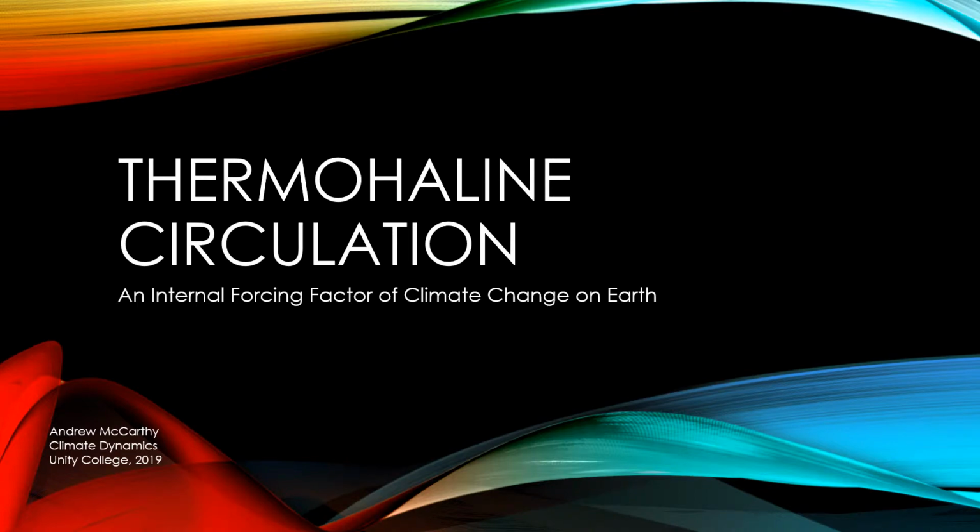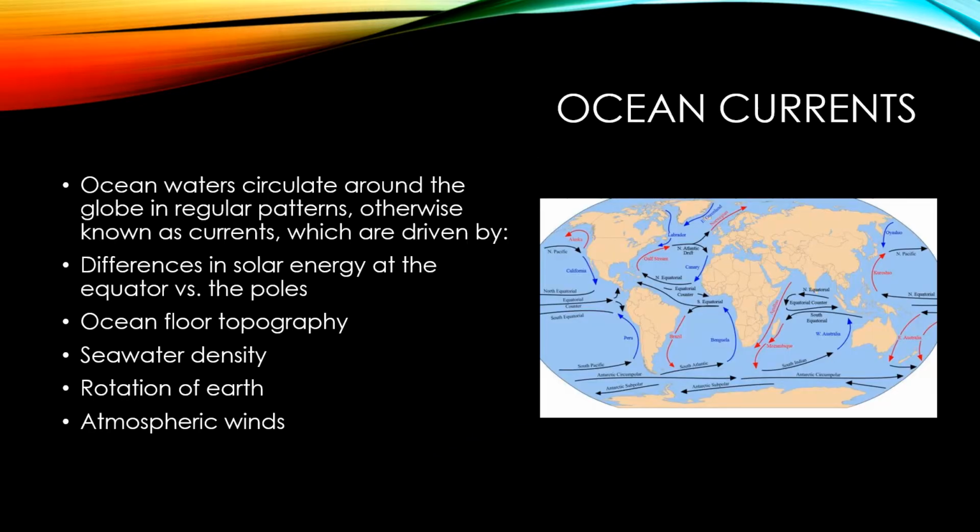Thermohaline circulation, an internal forcing factor of climate change on Earth. Our planet's oceans are constantly circulating in regular patterns, otherwise known as currents. Currents are driven by a few factors, including differences in solar energy between poles and the equator, ocean floor topography, seawater density, atmospheric winds, and the rotation of Earth on its axis.